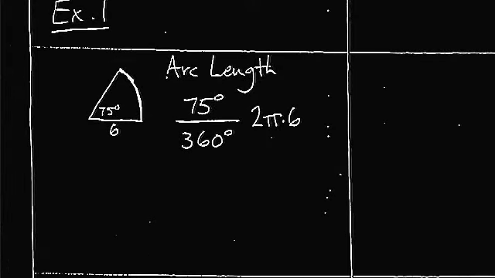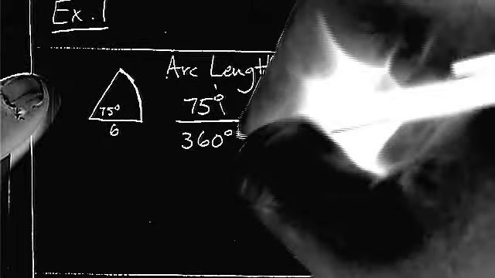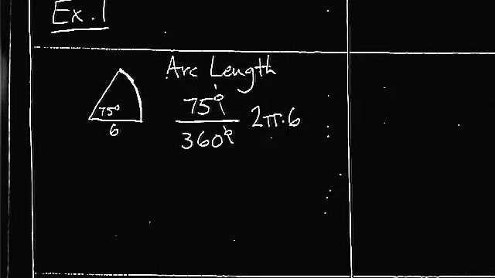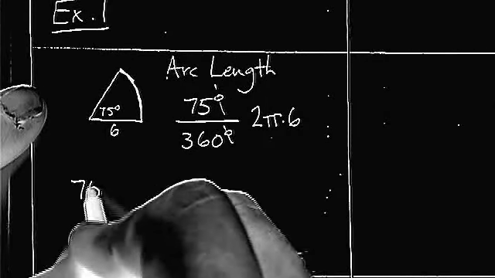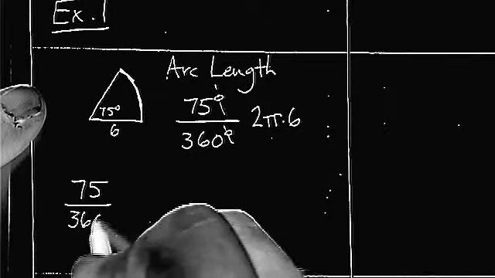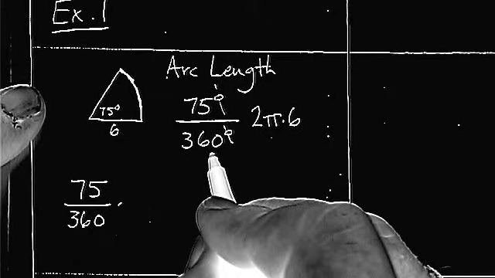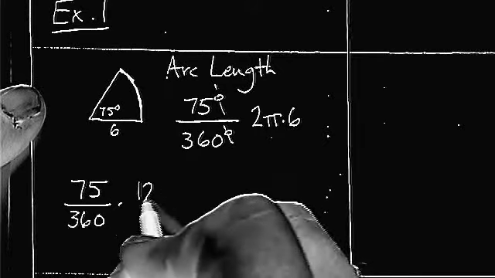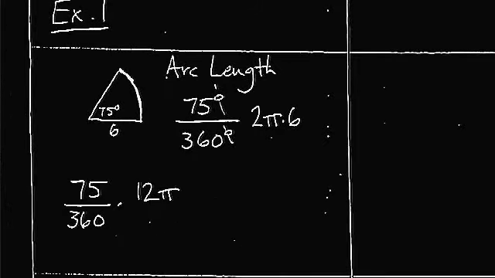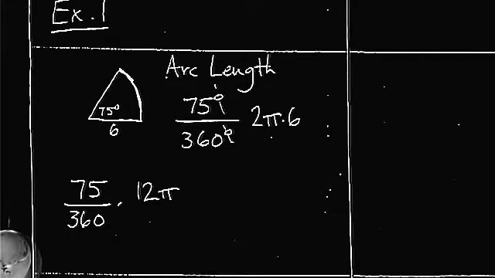Now, I want you, yes, the degree measures cancel. I want you to reduce this. Try to reduce it without a calculator. Realize what you have. You have 75 over 360, and you have 12 pi. Reduce it. See what happens. Show me your answer tomorrow.